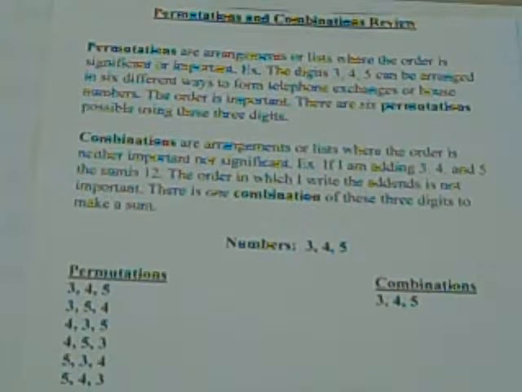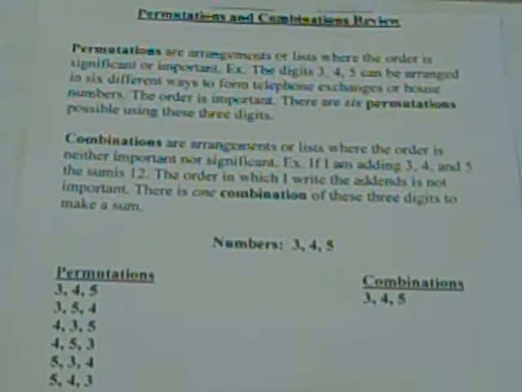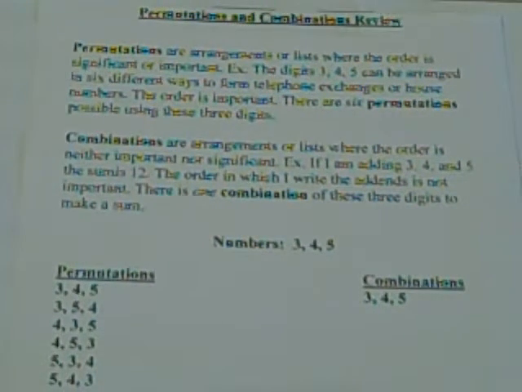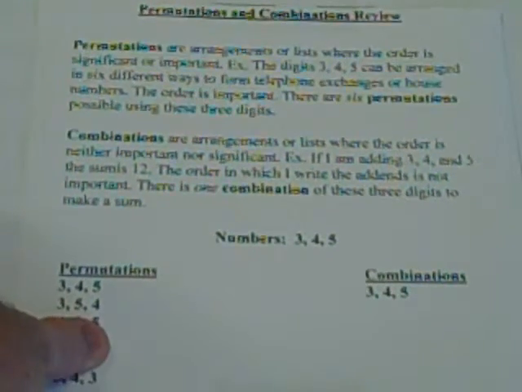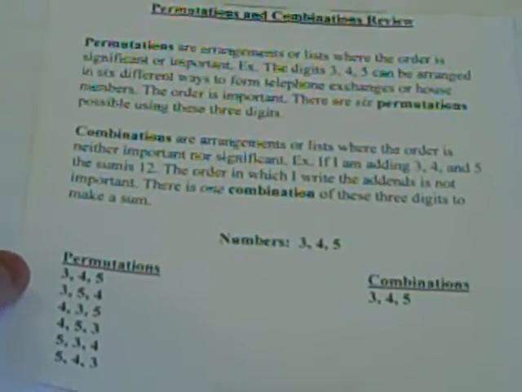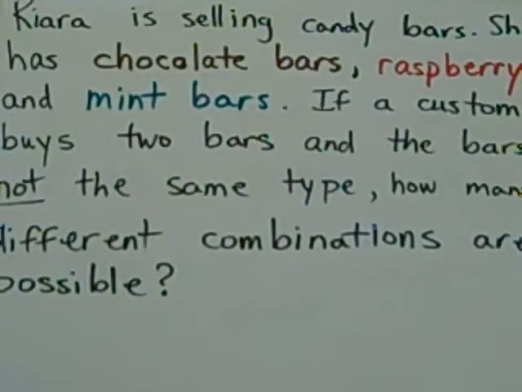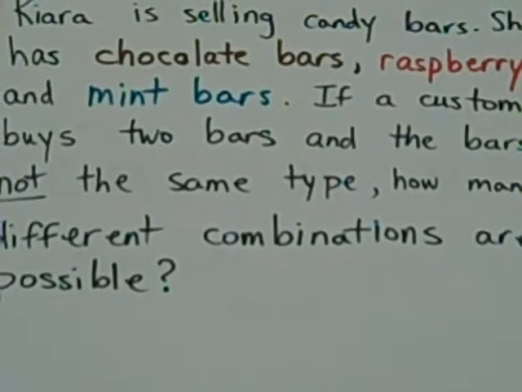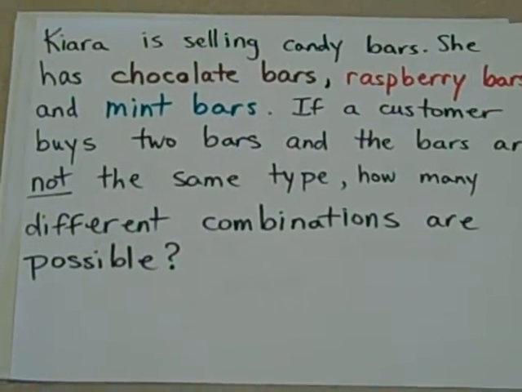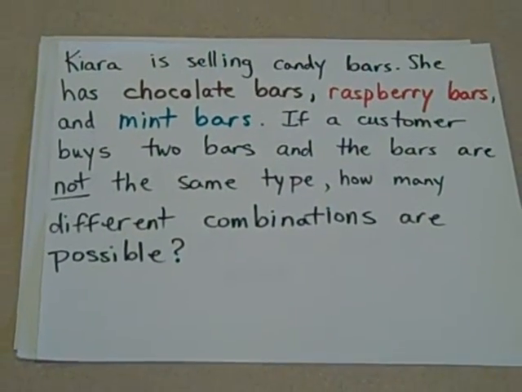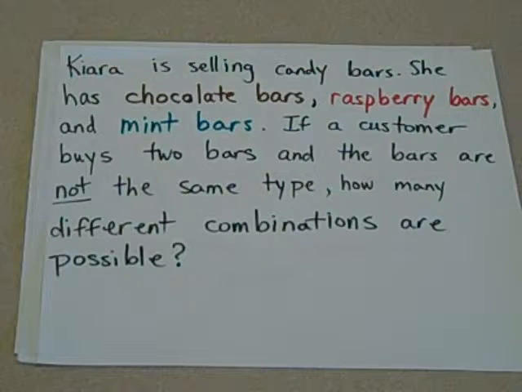Continuing with that example, 4 plus 3 plus 5 is 12. 5 plus 4 plus 3 is 12. So it wouldn't matter how I arrange those numbers. It always equals up to that sum of 12. So permutations, order matters, combinations, order is not important. So let's see some examples.